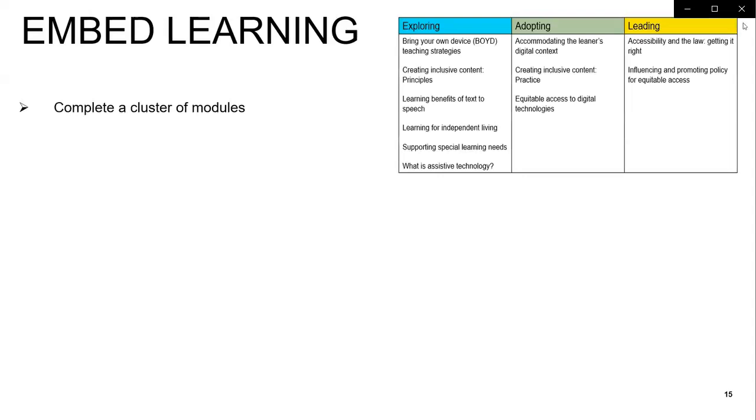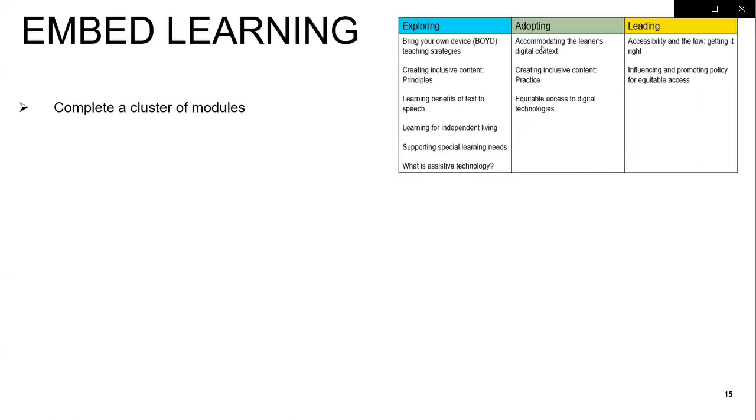to earn badges, the first thing we do is we work on a module. So I've just done creating inclusive content principles, which is in exploring. And to earn my accessibility exploring badge, I will take all of those modules. So the bring your own device, all 6. I won't read them all out. You can see there's 6 modules. That is what we term a cluster of modules.